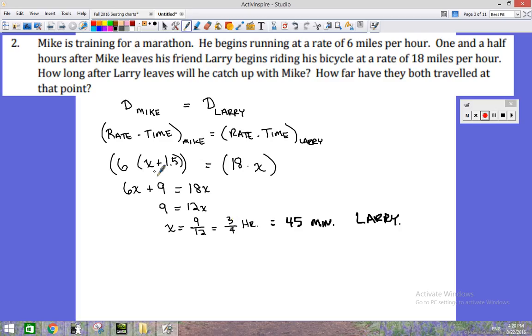Now, if we take this 3/4 and plug it into either side, because either side gives us the distance, let's just take 18 times this 3/4, and this will give me the distance. So 18 and 4 share a common factor of 2, and 9 times 3 is 27. Half of 27 is 13.5, right? Because 13 and 13 is 26, and 0.5 and 0.5 is 1. So this is the distance, which was in miles.